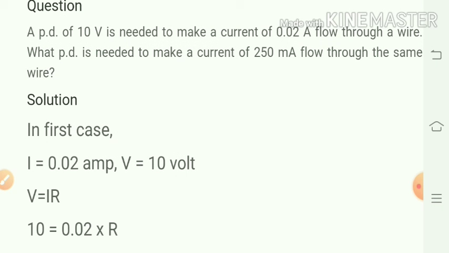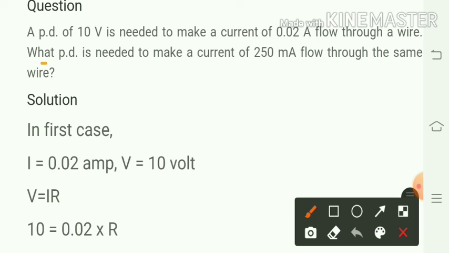Now we will see another question. PD means potential difference. A potential difference of 10 volt is needed to make a current of 0.02 ampere flow through a wire. What potential difference is needed to make a current of 250 milliampere flow through the same wire?